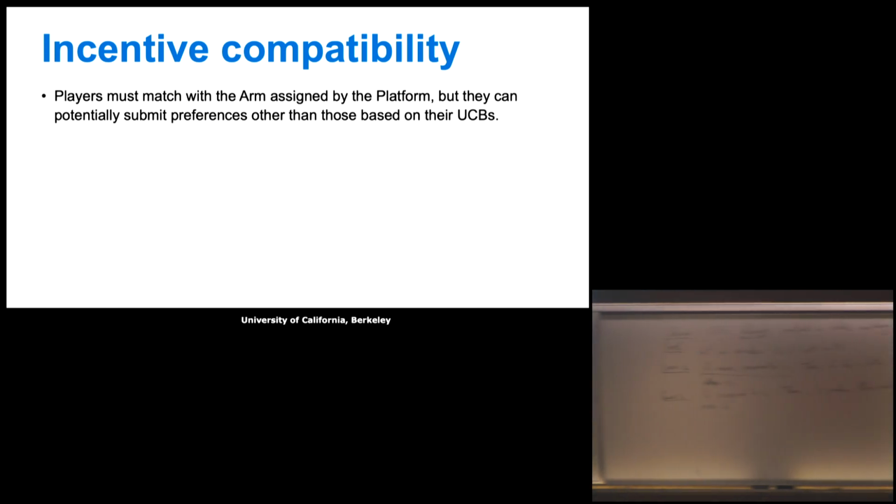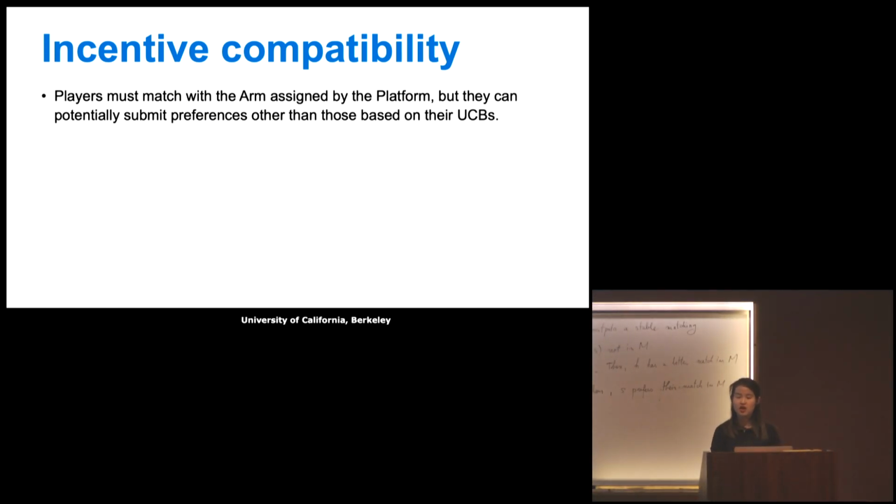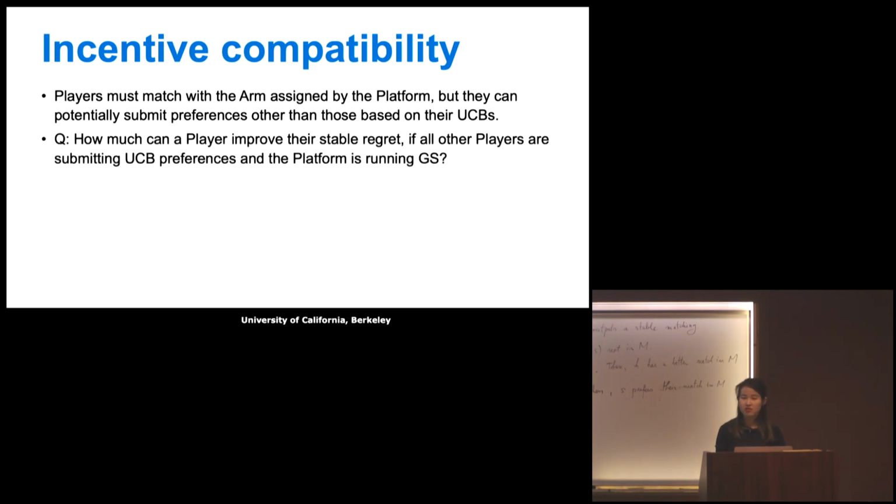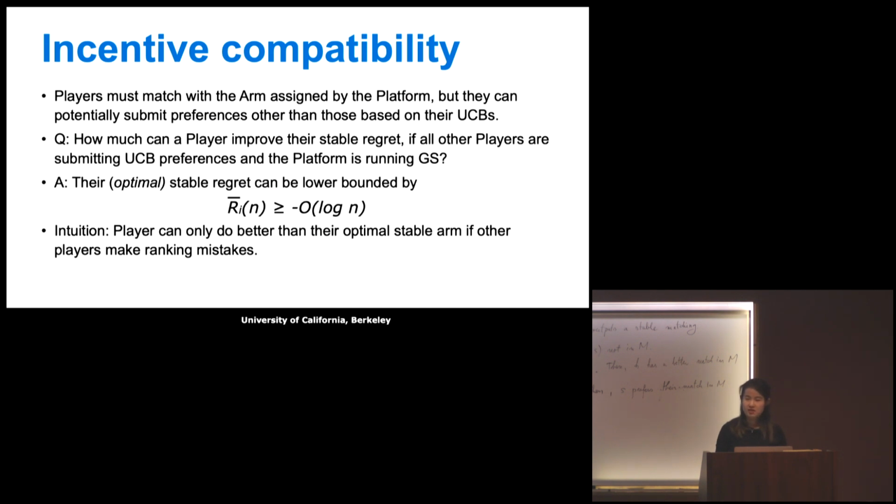Now, where the players are committed to matching with the arm that's assigned by the market, maybe they can submit preferences that are not their UCB preferences and hope to get something better out of that. So we want to see if that's something they can gain from. The question now is, how much can a player improve their stable regret if all the other players are playing UCB and the platform is running Gale-Shapley? And the answer is maybe by a little bit.